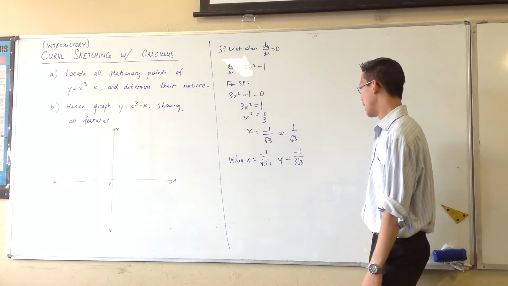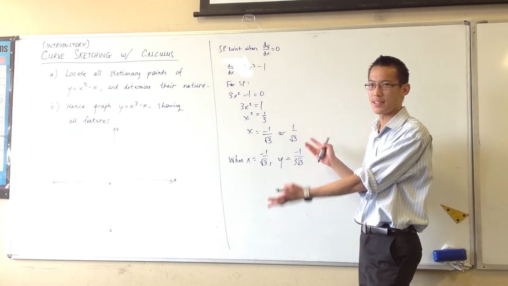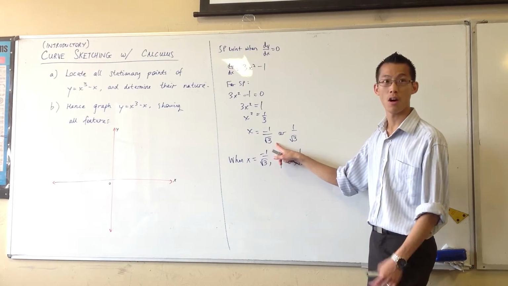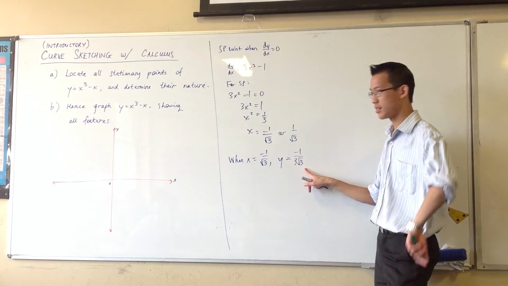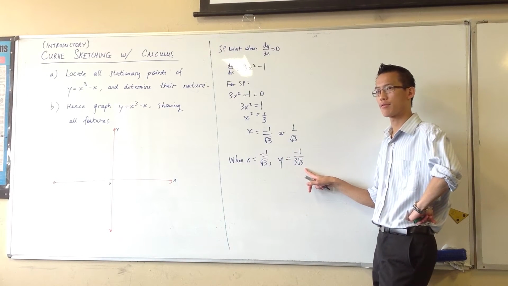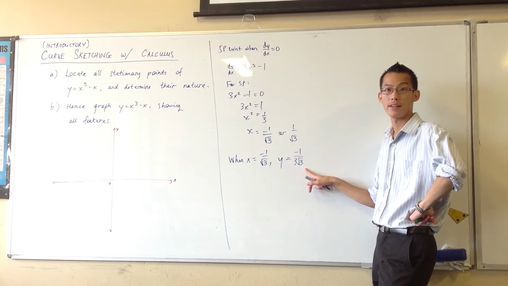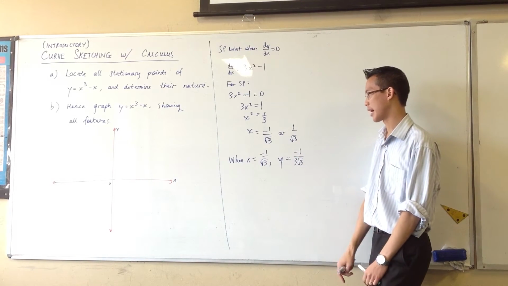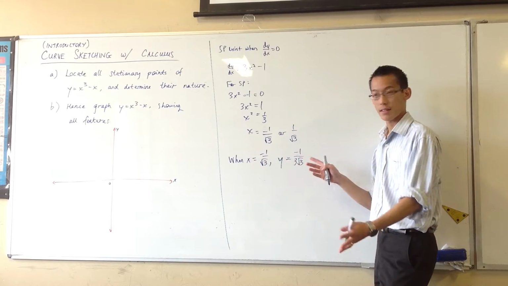Okay. Now, by the way, I've sort of been a little bit messy. I mean, we could rationalize these. I could say that's negative root 3 on 3. And we could say that this would be negative root 3 on 9, right? But I'm going to let it slide. That's not really the main point here, okay? I've got some coordinates for that. That's good.